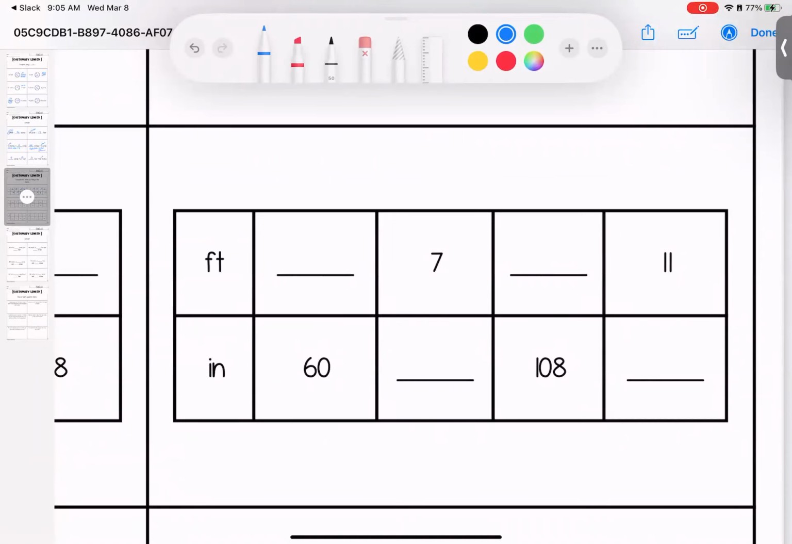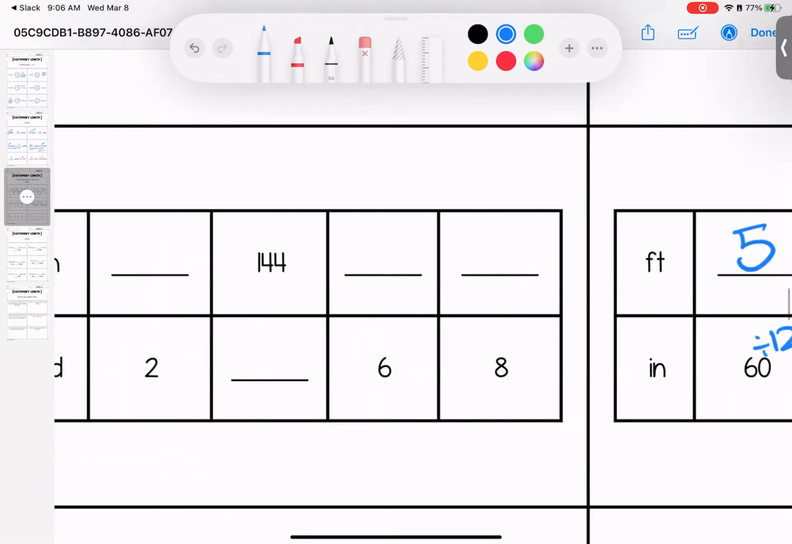Feet and inches. There are 12 inches in a foot. So on the bottom, I'm going to divide. And there are 12 inches in a foot. So on the top, I'm going to multiply. 60 divided by 12 is 5. 7 times 12 is 84. 108 divided by 12 is 9. 11 times 12 is 132.